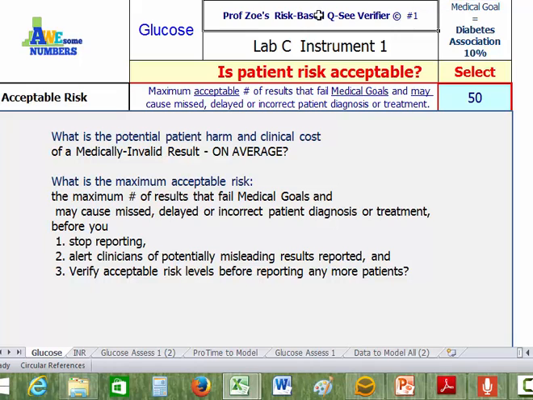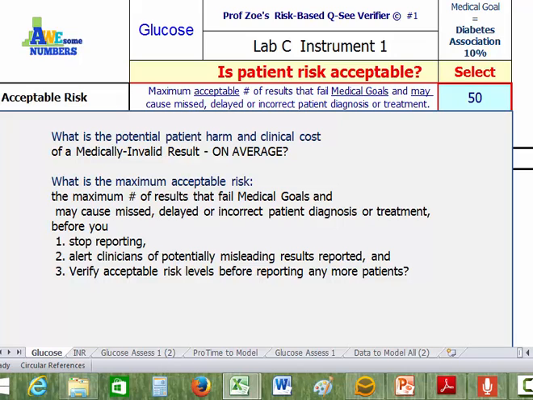This is one of Prof-Zoe's QC verifiers that let people explore and see how the QC numbers interact and how quality control determines patient risk. That's the question we're trying to answer. Is patient risk acceptable? Yes, no, or do I need to improve this method? The first trick is to say what is acceptable.